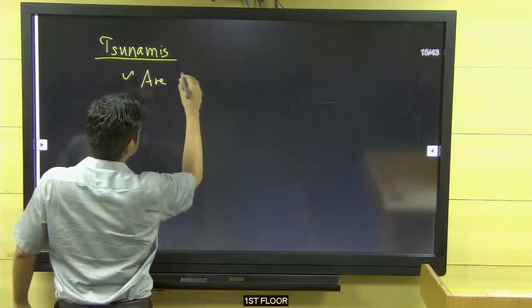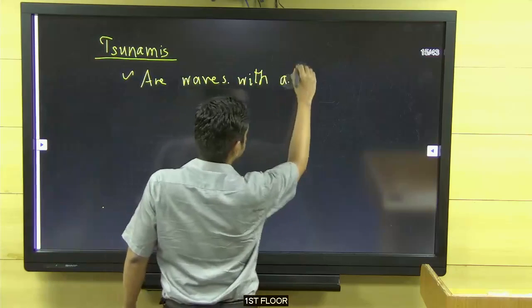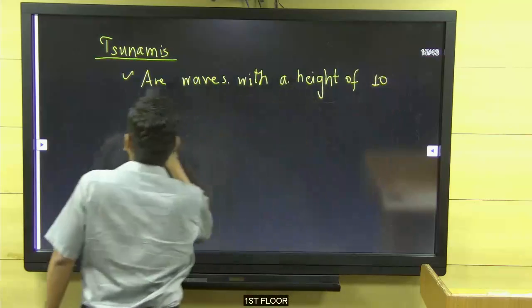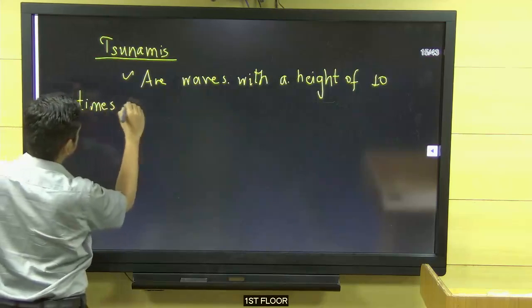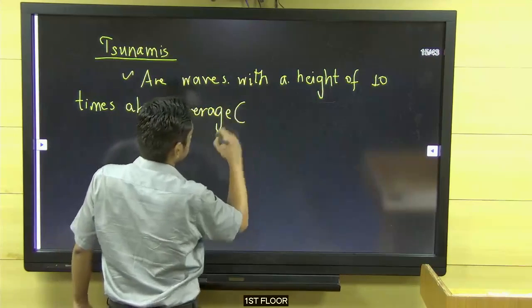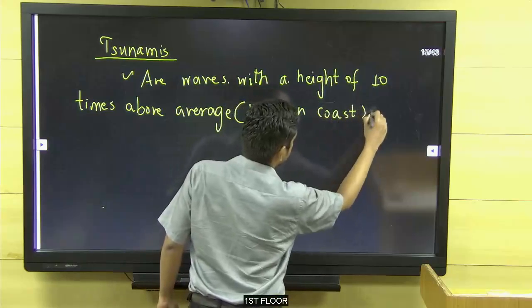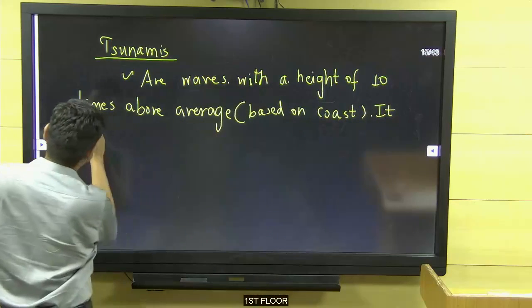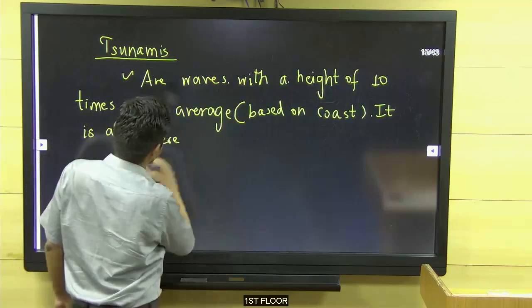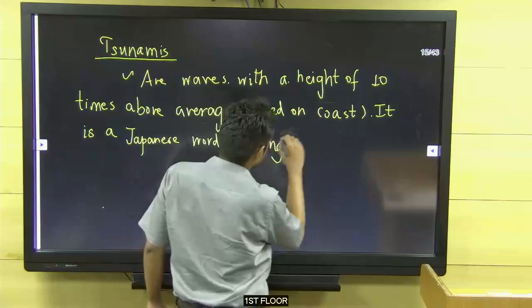Now we'll understand tsunamis. Tsunamis are waves with a height of 10 times above average. So this average will vary depending upon the coastline, based on coast. It's a Japanese word which means harbor waves.